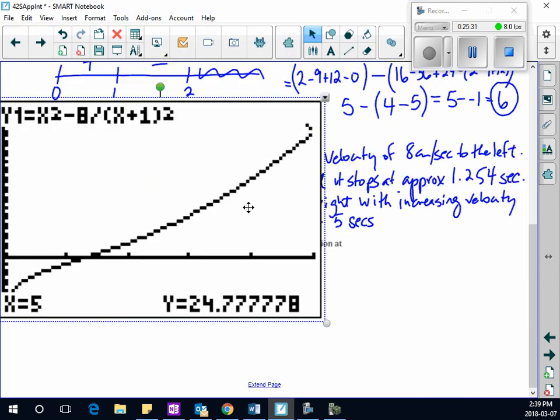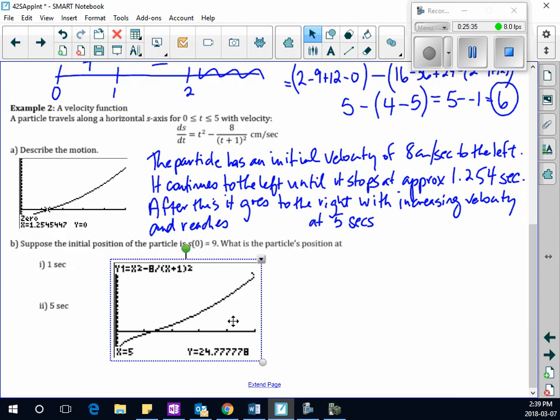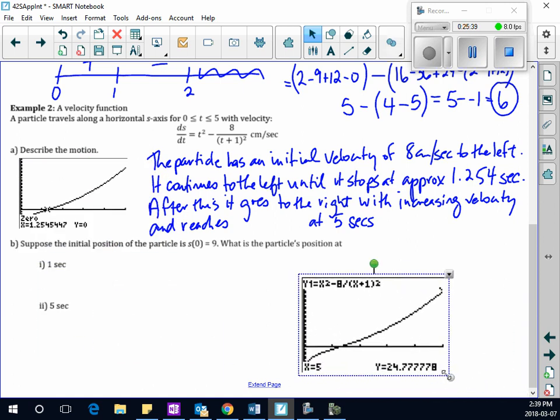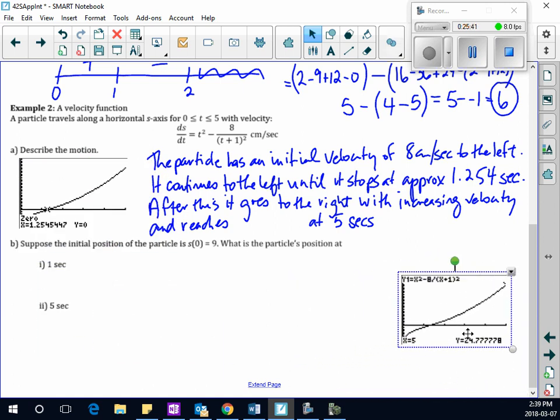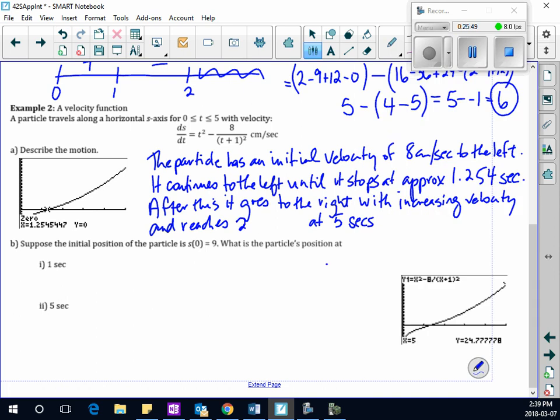So I don't know where to put it here. I'll just put it on top. I'll put it over here. It doesn't matter. Okay, the gap is the 24.778. 24.778 centimeters per second. Okay.